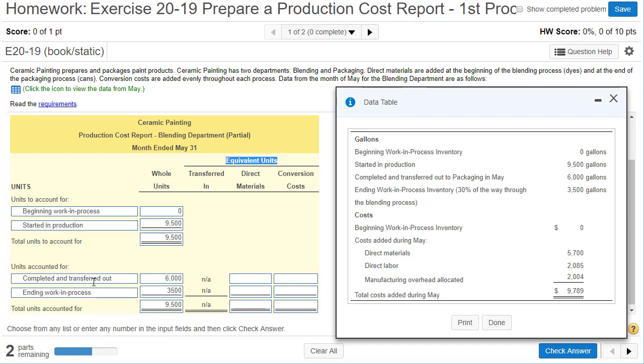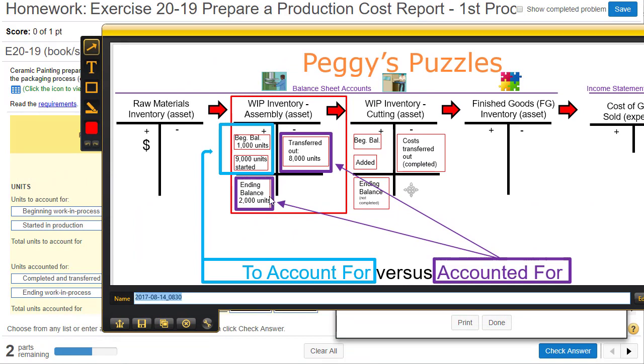So let's start with the units that are completed and transferred out. So of these 6,000 units, what percentage of them had the direct materials attached to them? Well, since these units were completed, that means all of them are completely done. So we've got 6,000 equivalent units for direct materials, and we also have 6,000 for conversion costs. So whenever we're talking about these completed units, the equivalent units are always the same as the whole units. So now let's go down to the ending work in process. So we're talking about these units that are still in the process at the end of the period that are unfinished.